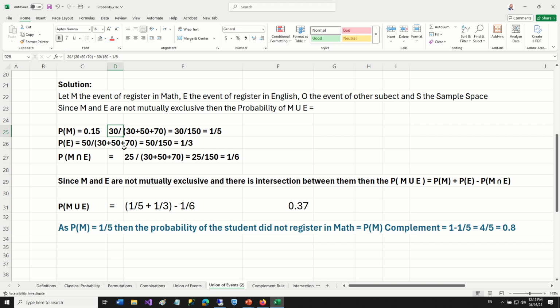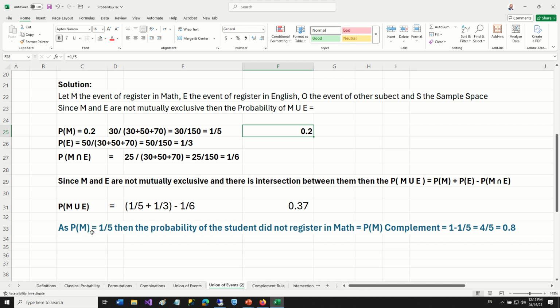Sorry, there is some mistyping in this example. The probability of M is one divided by 5, which is 20%. This is 20%. Sorry for this mistyping. It is not 0.15. It is 1 divided by 5, okay, which is 20%. Yeah. So the rest is okay.